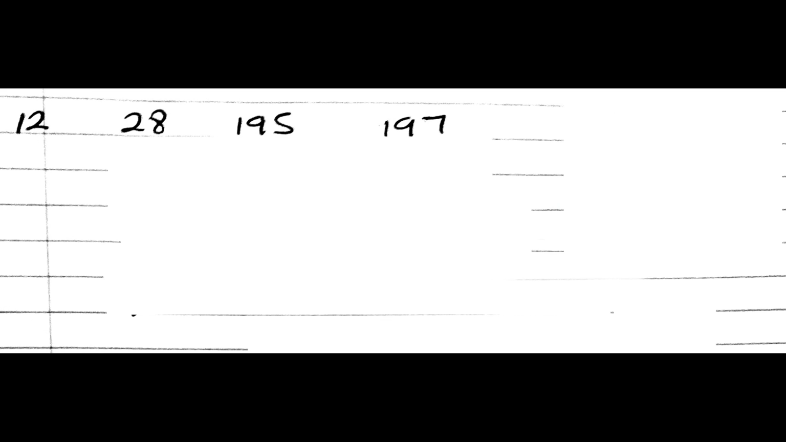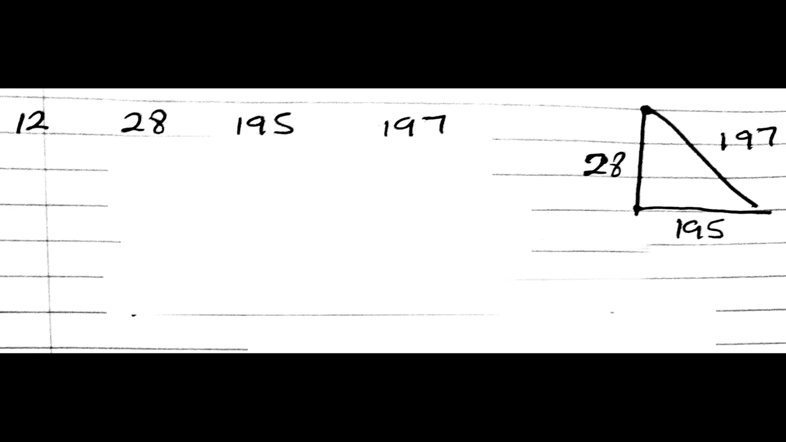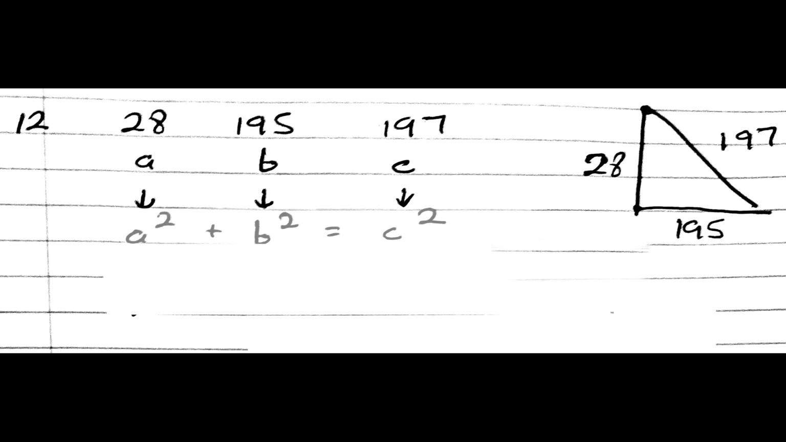So starting with number 12. We have 28, 195, and 197, and I drew a triangle here with those sides. Now, it's not to scale. That triangle is a very skinny triangle if I were to draw that out. But you see we have our sides here, A, B, and C, and this is the Pythagorean test. So we're comparing these two sides to see if they're equal. So we're going to go A squared plus B squared equals C squared.